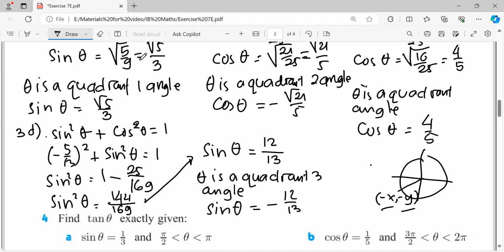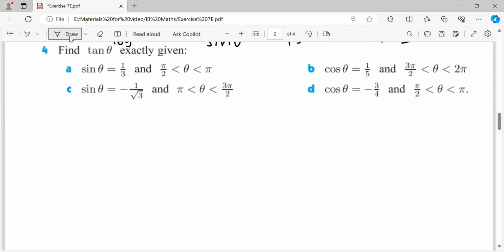Let's continue to number 4. Find tangent theta exactly, given 4A: sine theta equals 1/3 and theta is greater than pi over 2 and less than pi. It means theta is in quadrant 2.